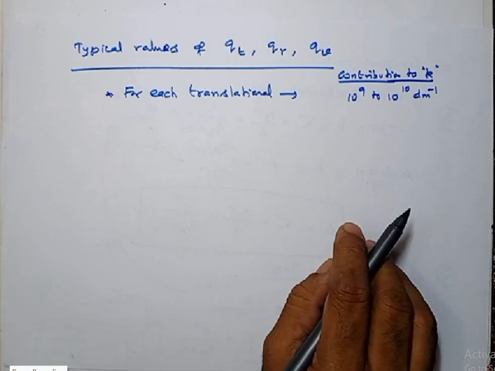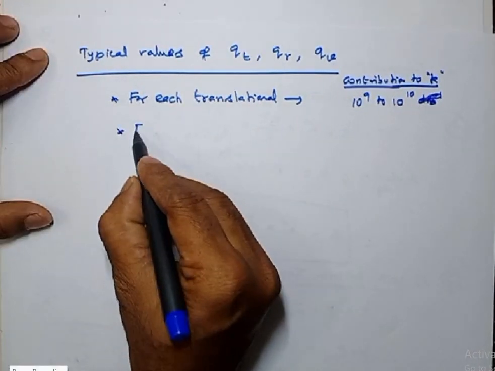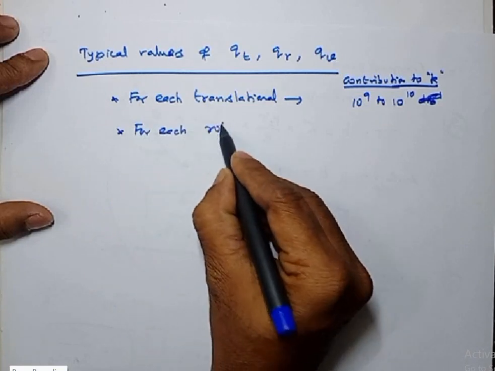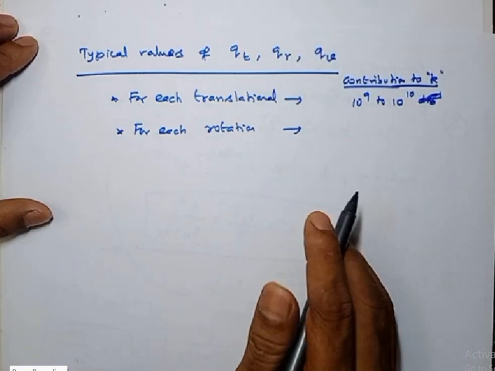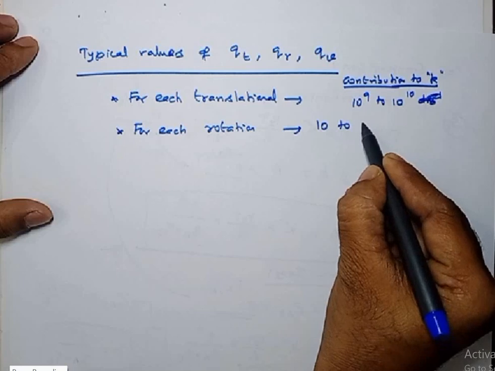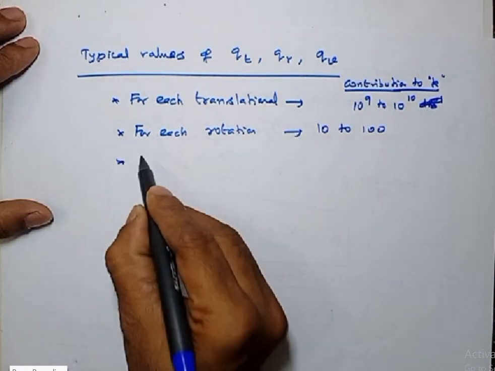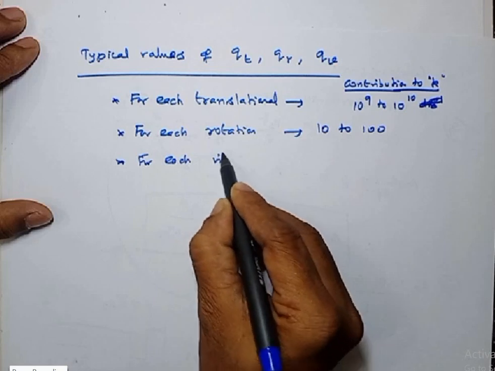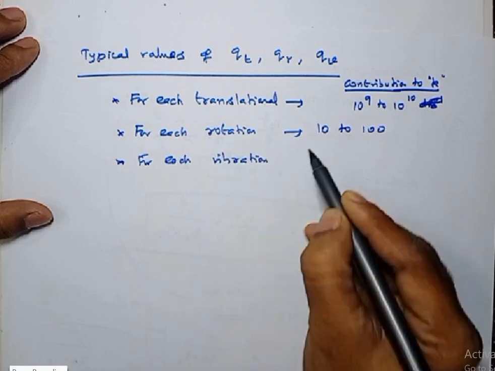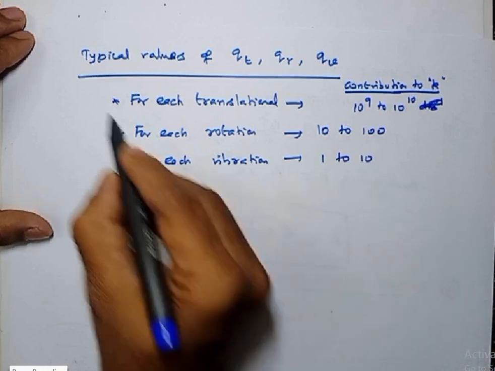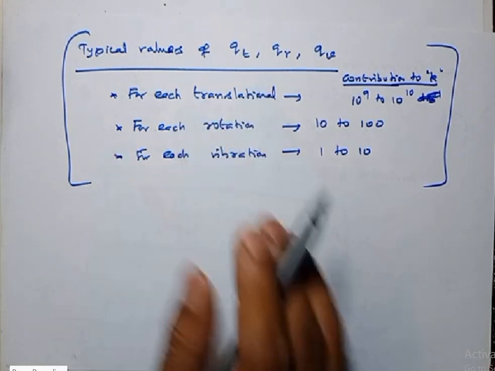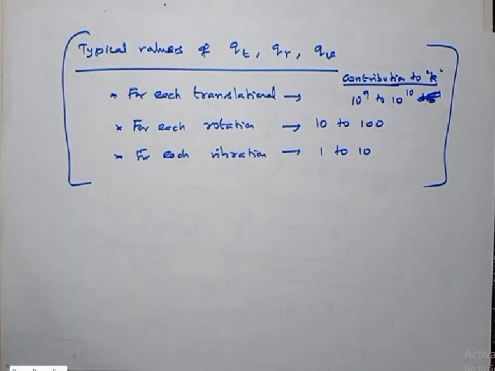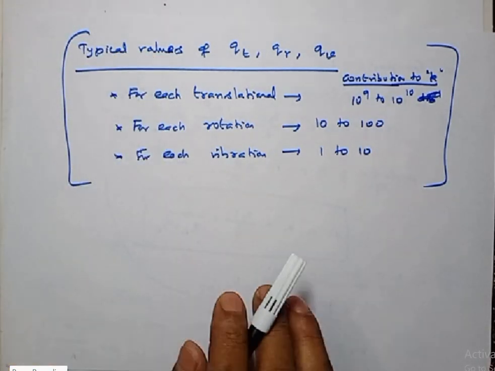Take note, very important. For each rotation, what is the typical value of their contribution? For each rotation, the value is 10 to 100. And for each vibration, the value is 1 to 10. These are some typical values, try to remember this. Now, we'll do some problem here so that you can understand the purpose of discussing all these things.